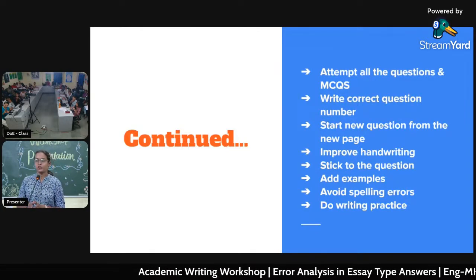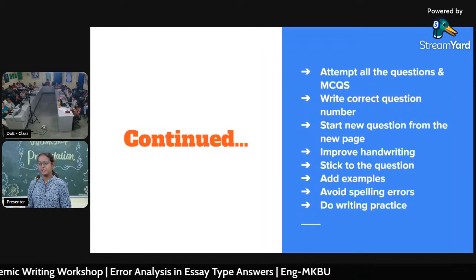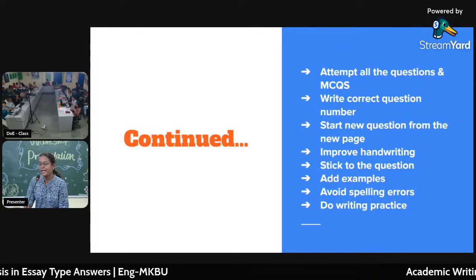on which particular areas you have to focus more for the university exam. So the first one is that attempt all the questions and MCQs.